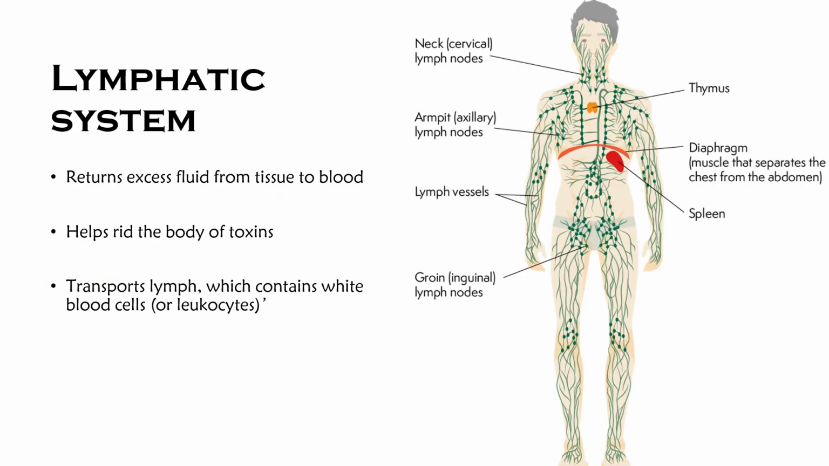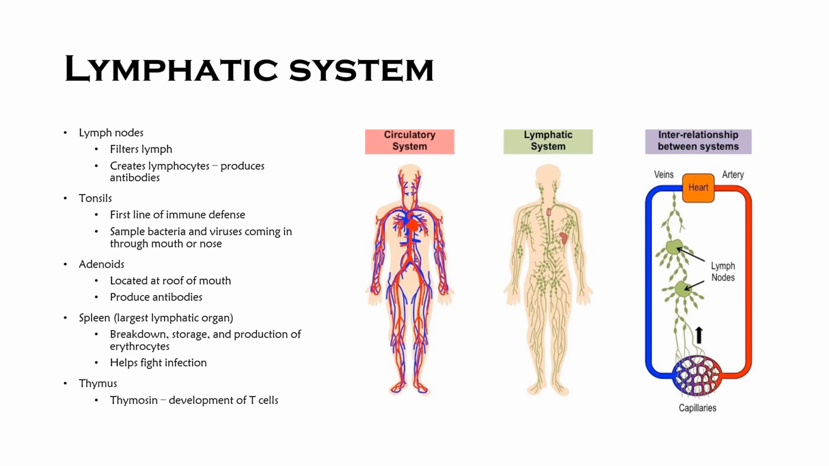The lymphatic system is incredibly important with regards to immunity. It returns excess fluid from tissue to the blood, and it helps rid the body of toxins. It transports lymph, which contains white blood cells or leukocytes. There are several parts of your lymphatic system. The lymph nodes filter the lymph, and they also create lymphocytes, which produce antibodies.